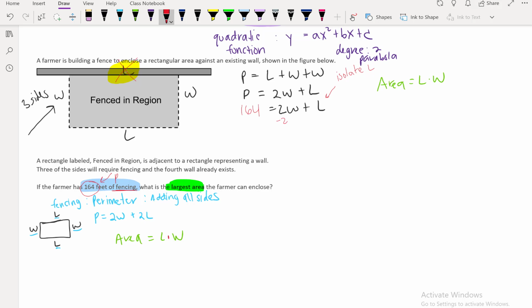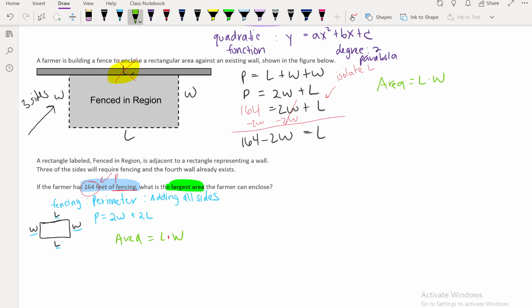So I'm going to minus 2W, minus 2W, so that way it can cancel. So you're left with 164 minus 2W is equal to my L. So that's your new length that you have, since you only have 1. Now you can plug it into your area.